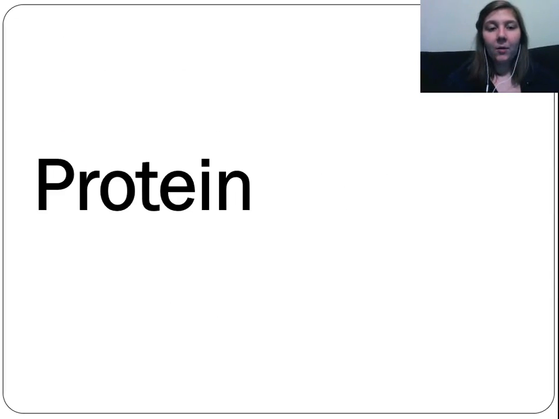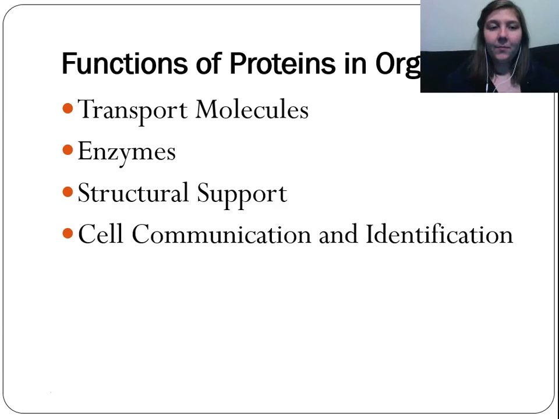Our next macromolecule is protein. Protein has a lot of functions. It's probably one of the most useful macromolecules in your body because it has so many different things that it does. So here are a couple main functions of protein. We have it transports molecules both in and out of the cell and inside of the cell. Enzymes, which are going to carry out reactions.